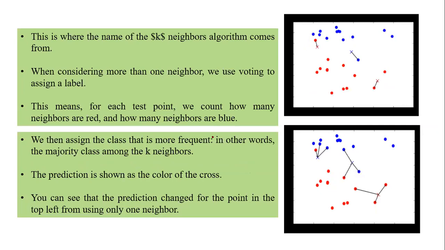When considering more than one neighbor, we use voting to assign a label. If we are considering more than one neighbor, then the voting will decide. For example, if we are considering 5 neighbors close to the unknown point, then we will see how many neighbors are from blue and how many are from red. The majority will decide to which class this unknown point will belong.